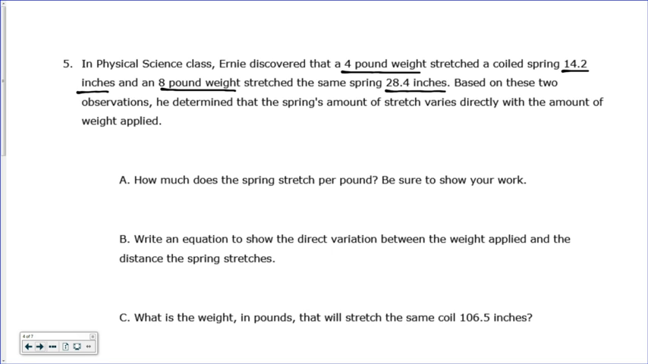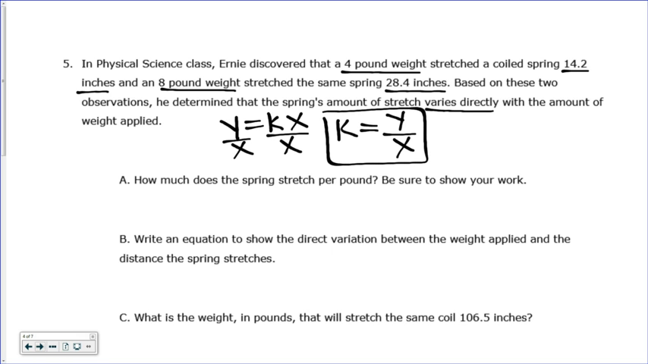Okay, they tell you that it varies directly, so you can set up your y equals kx, and we can solve for k is what we're looking for. If you divide both sides by x, now remember, we have k equals y over x. With this formula, we can use it to figure out how much does the spring stretch per pound. Okay, so let's start with our first ratio. We want to know 4 pounds and 14.2 inches.